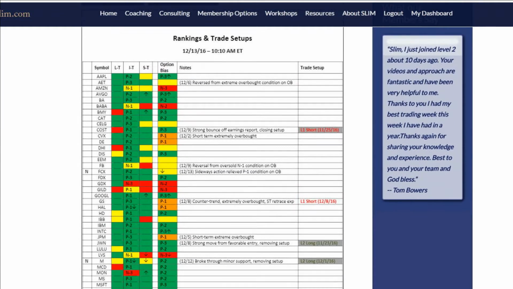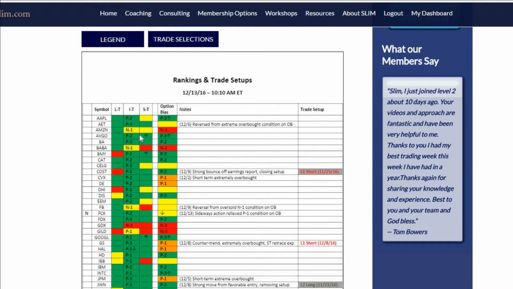So that's a look at how a longer-term investor would use this information. Now, if you were a swing trader or an option trader, you'd want to use these two right here and our option bias, which are really powerful rankings. So let's take, for example, a stock like Avago.